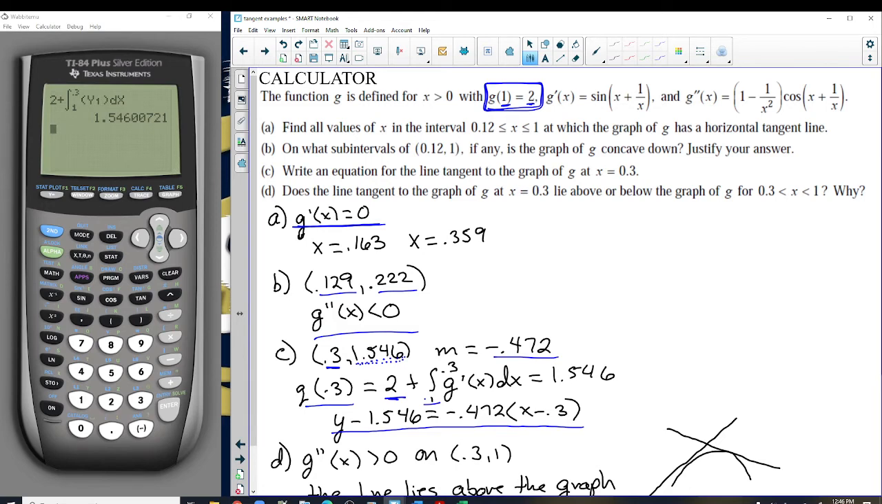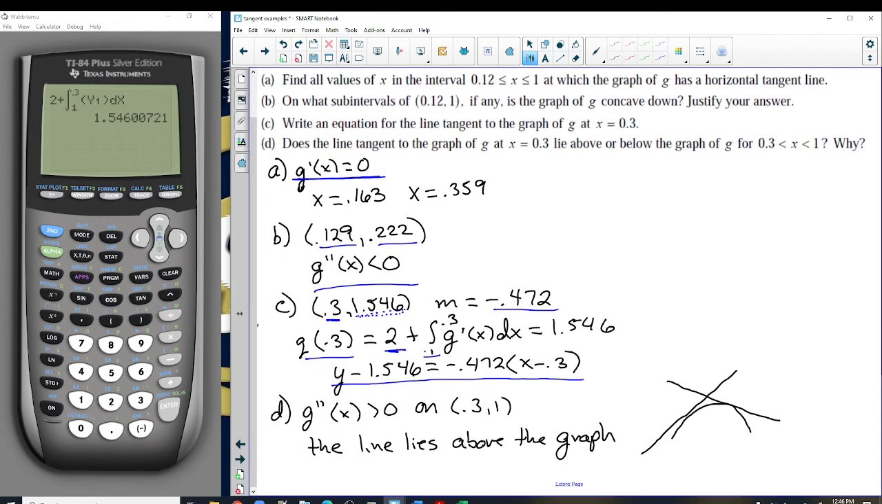Does the line tangent to the graph of G at x equal 0.3 lie above or below the graph of G for 0.3 to 1? Well, if we plug in, we know that the second derivative after 0.3, if we look at, let's go back to this one, the second derivative. And we graph this. After 0.3, the second derivative is positive, which means that the second derivative is positive on 0.3 to 1.